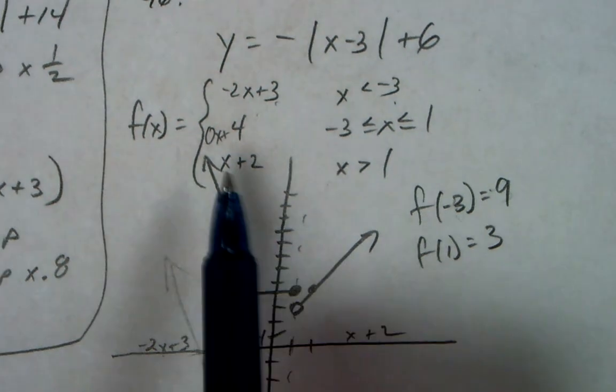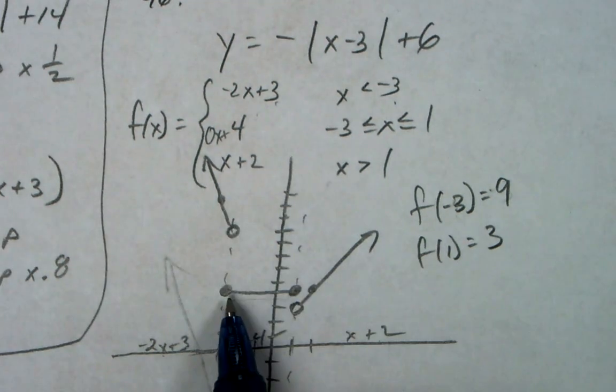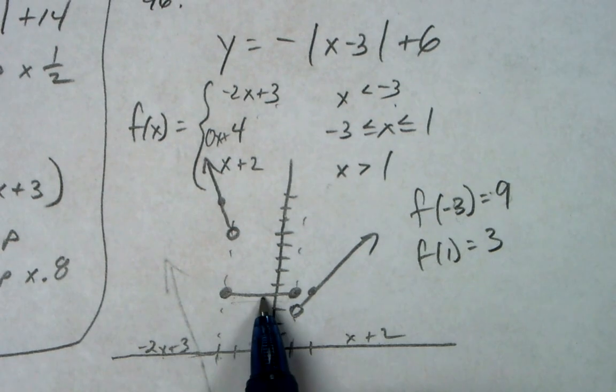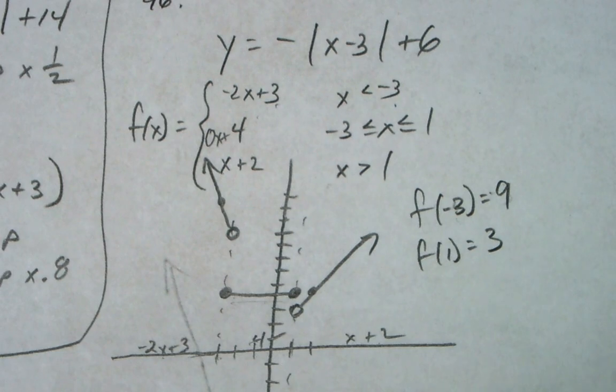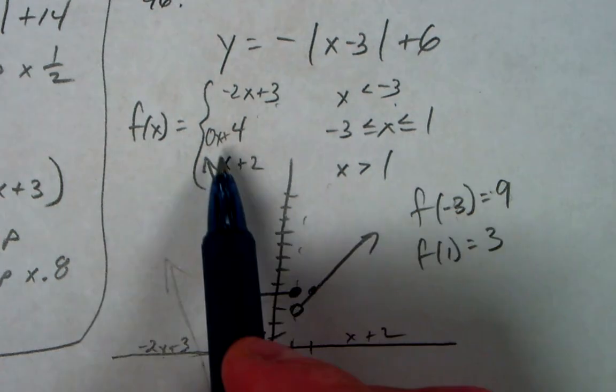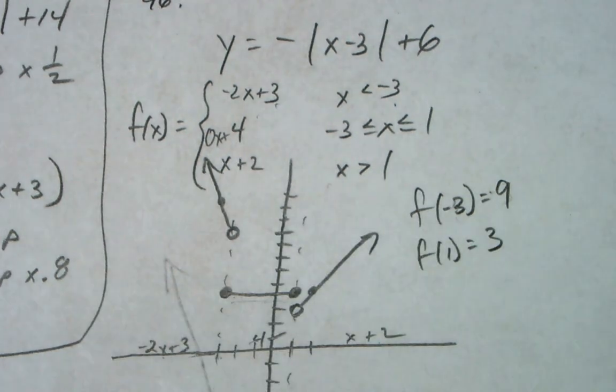This next part, my answer is 4. So it's just going to be 4, 4, 4, 4, and so on. Or if you don't like that and you want a slope, you can write it as 0x plus 4. So my slope is 0. It's flat. It has a y-intercept at 4.